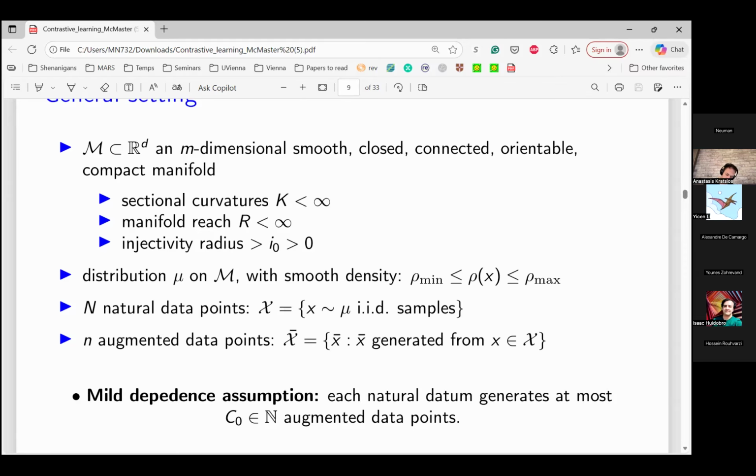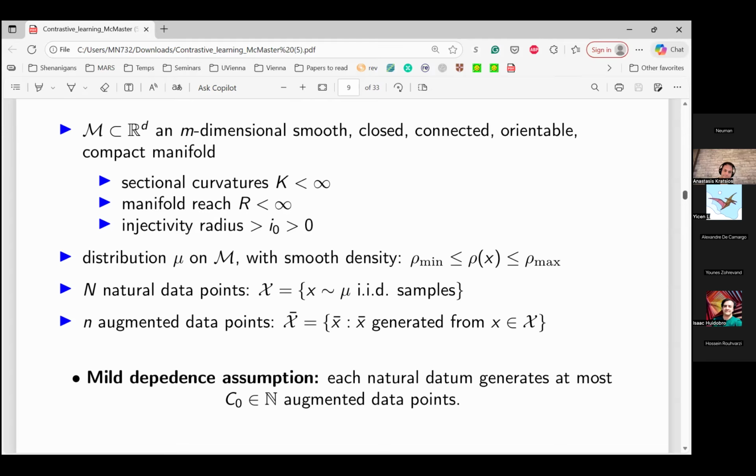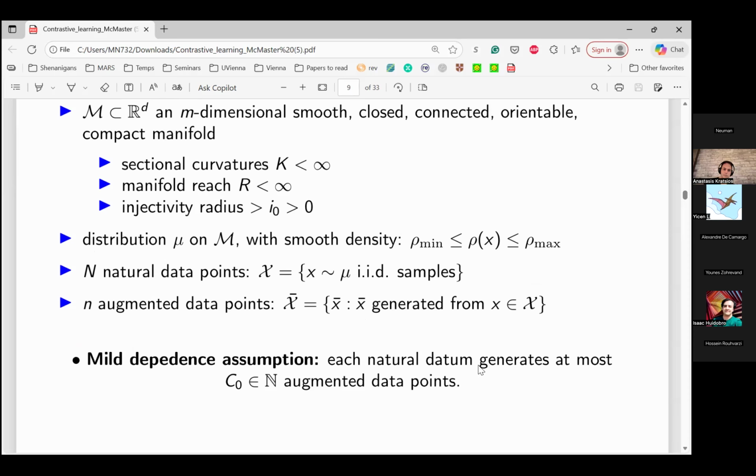And here we do make an assumption, and this assumption is actually very natural. The assumption is that each natural datum, each of the original data points, generates at most some number of augmented data points. Imagine that all of the augmented data set is generated from only one original data point, like images of one cat shuffled around. Then you go back to pose this problem. So it's a fair assumption to make.